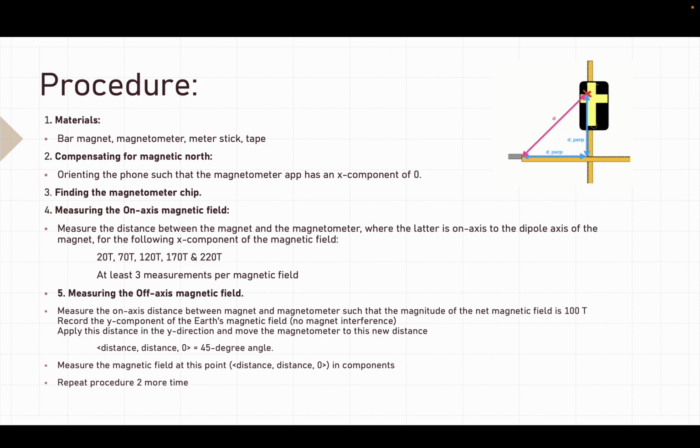So just to go quickly over our procedure, first we have our materials, which are the bar magnet, the magnetometer, and the meter stick and tape. We also compensate for magnetic north using the magnetometer app. Then we find the magnetometer chip, and we measure the on-axis magnetic field. Afterwards, we measure the off-axis magnetic field.